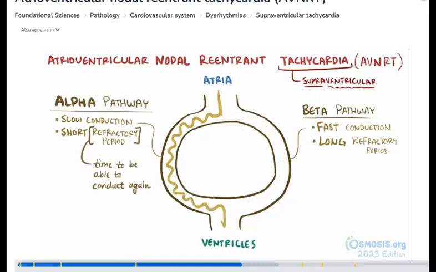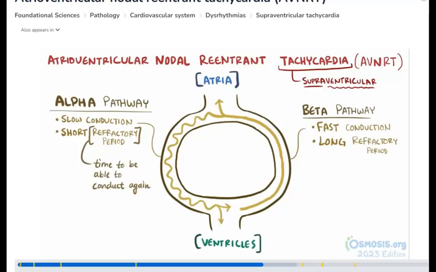So now as that signal exits the alpha pathway to the ventricles and enters the refractory period, it also travels up the beta pathway, and by the time it reaches the alpha pathway again, that pathway is out of refractory. So now you have this reentrant loop set up that just keeps going and going, and every time around it causes both an atrial and a ventricular contraction, which again, just like AVRT, leads to high ventricular rates.